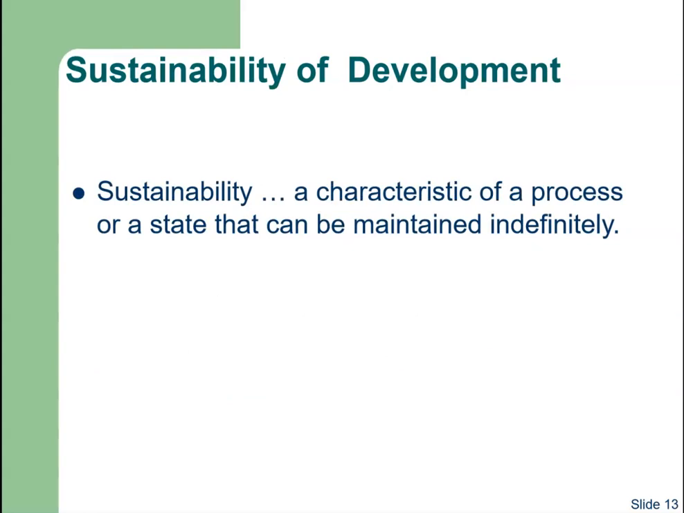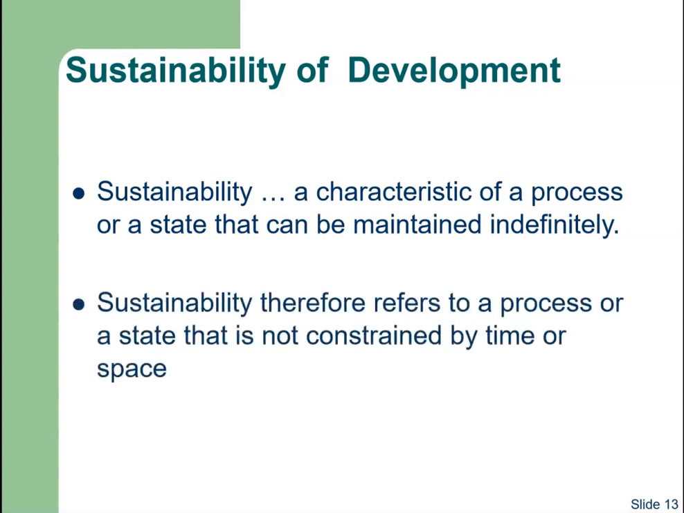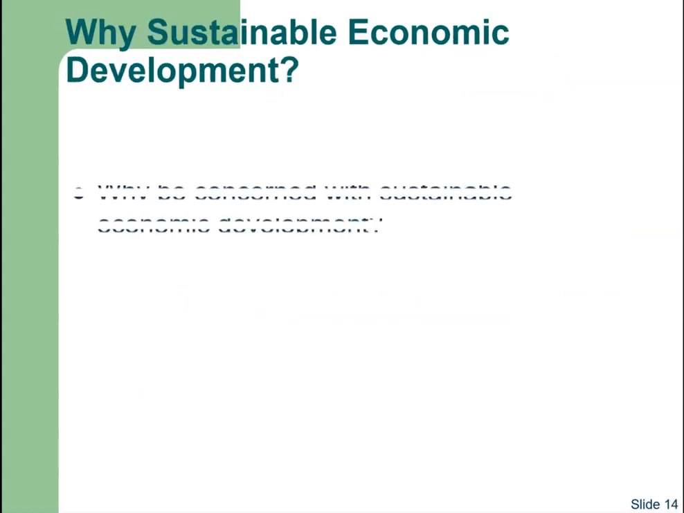So what is sustainability of development? Sustainability is a characteristic of a process or a state that can be maintained indefinitely. That is, development will not only focus on the current generation, but it must also leave some resources for future generations. So there may be intergenerational equity, and that must be sustainable. Sustainability therefore refers to a process or a state which is not constrained by time or space.